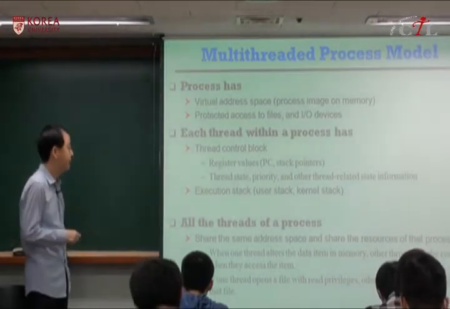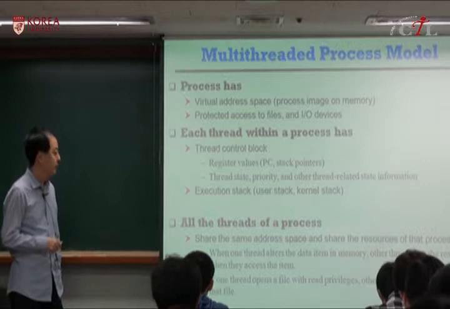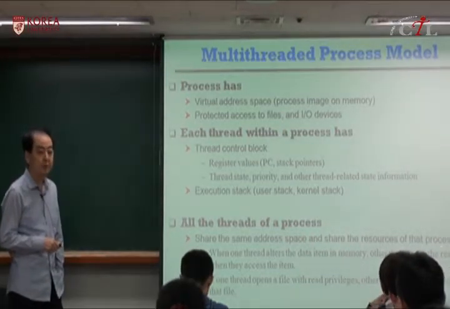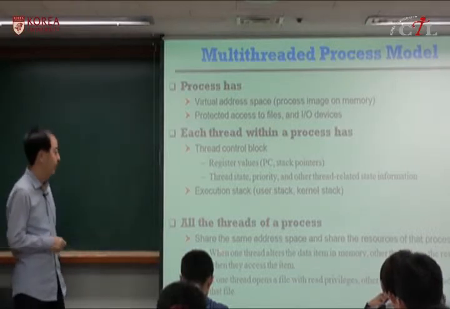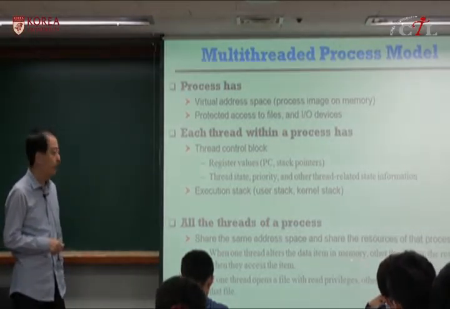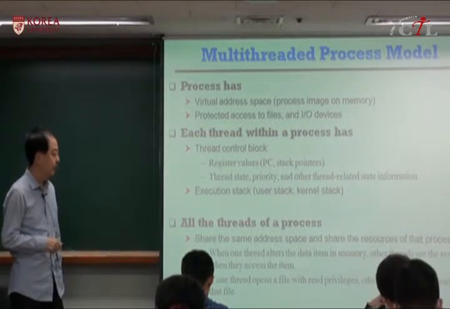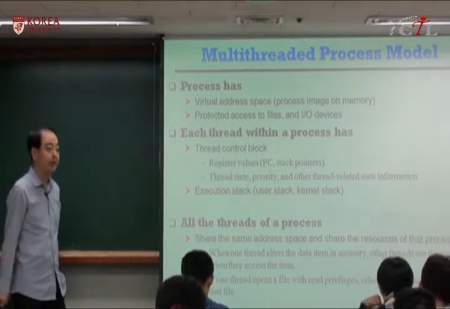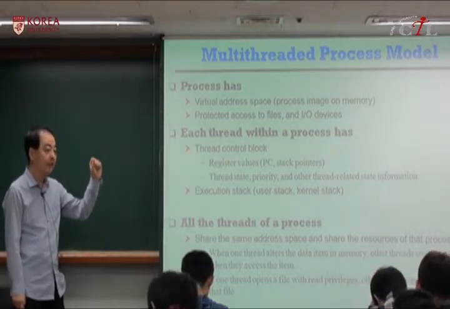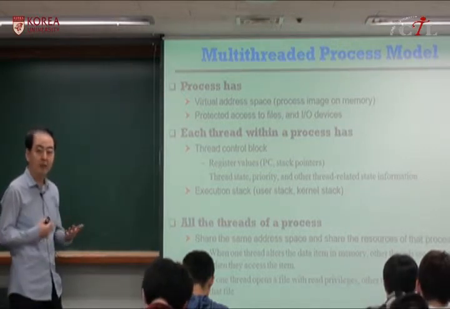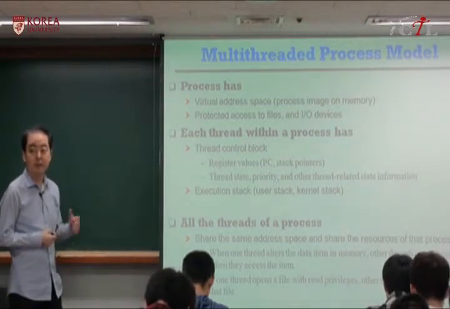So all the threads within each process share the same address space and share the resources of that process. So when one thread changes a data item in memory, the other thread can see the result when they access the data by providing the address. If you access the same location that some other thread modified, you can see the result. So they can communicate through shared memory. It's not possible in a process.